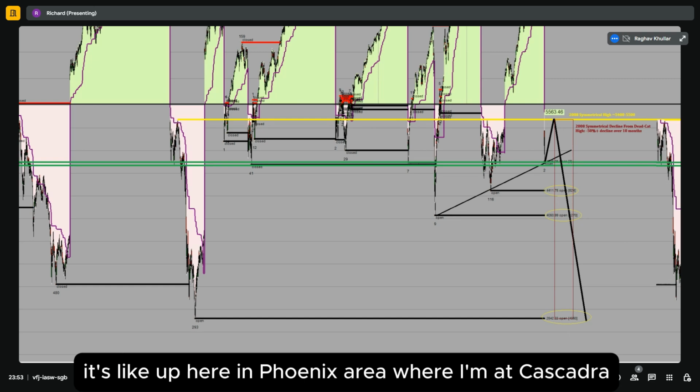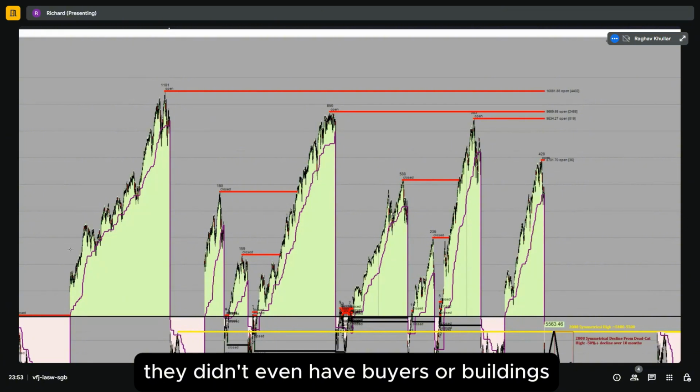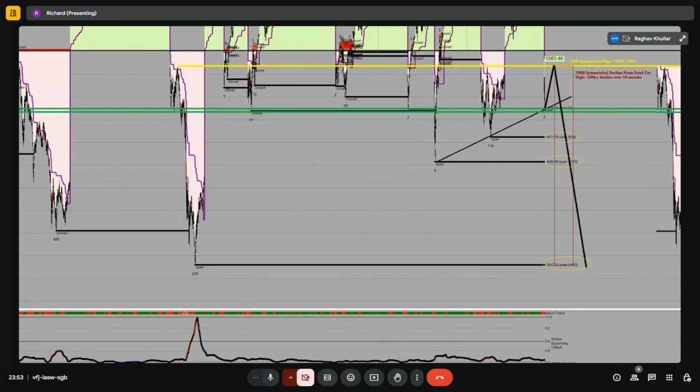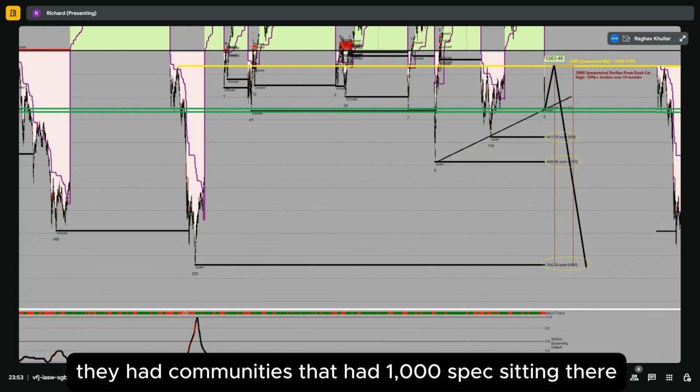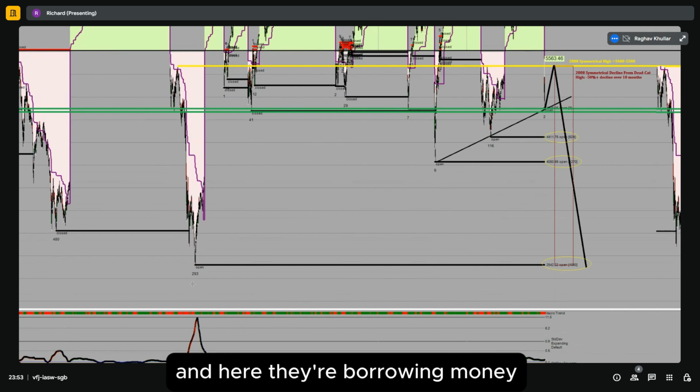It's like up here in Phoenix area where I'm at, Casa Grande, they were just building houses left and right. They didn't even have buyers. They call them spec homes. They're building specs all over the place. They had communities that had 1,000 specs sitting there empty. And here they're borrowing money.